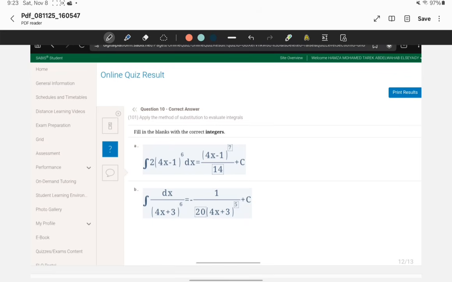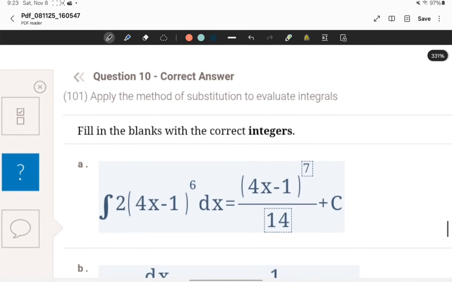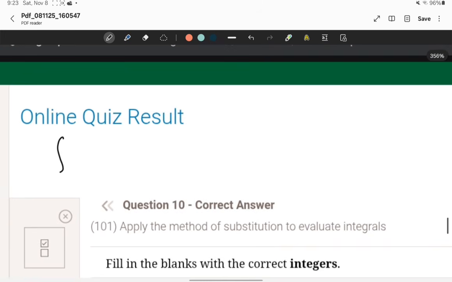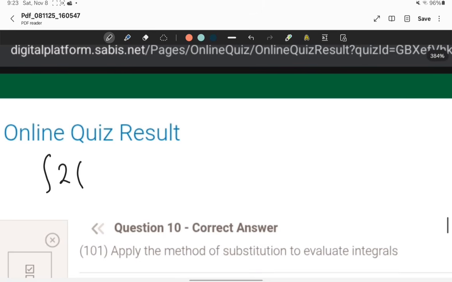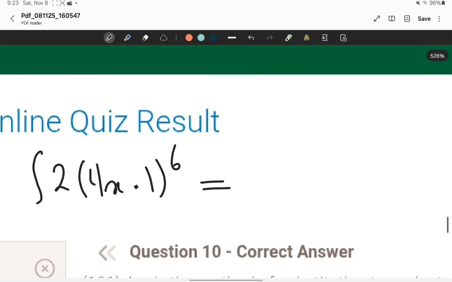Number 10 here, it's the last bit of integration. So this is more complex integration, it's more practice with you. I'll write it up here. It's the integral of 2 times 4x minus 1 to the power of 6. We'll replace with u. So it's 2 times u to the power of 6.